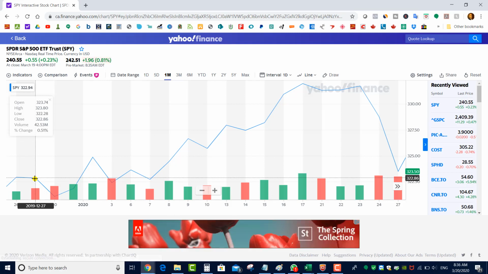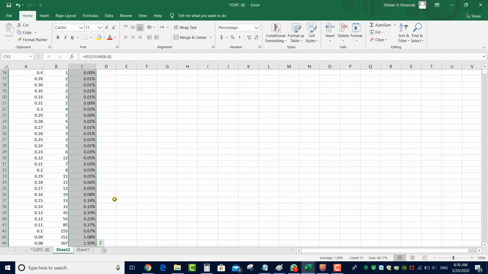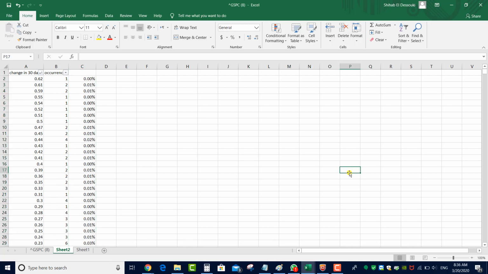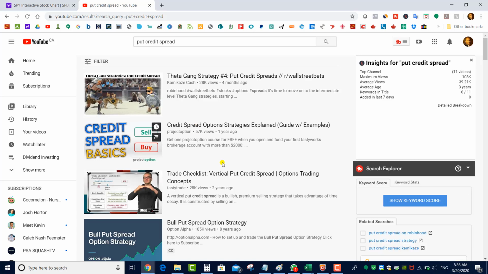It trades at 65% of the time. So what is the trade that allows me to take advantage of this high probability? Well, the trade that I'm going to talk about is an option strategy trade. It's called the put credit spread. It doesn't involve stock. So I've got a video explaining what the put credit spread is.